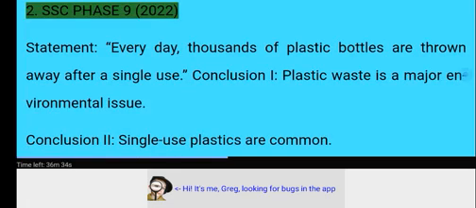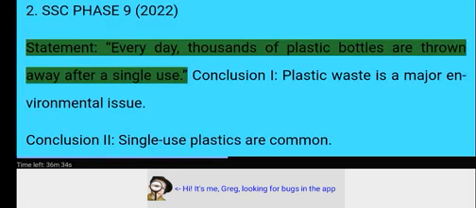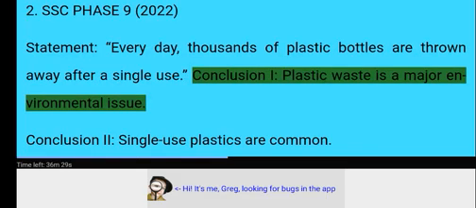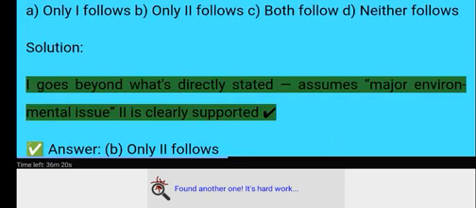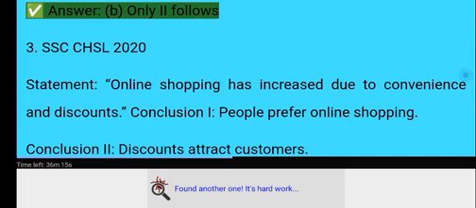2. SSC 2022. Statement. Every day, thousands of plastic bottles are thrown away after a single use. Conclusion 1. Plastic waste is a major environmental issue. Conclusion 2. Single-use plastics are common. A. Only 1 follows. B. Only 2 follows. C. Both follow. D. Neither follows. Solution. 1 goes beyond what's directly stated. Assumes major environmental issue. 2 is clearly supported. Answer. B. Only 2 follows.